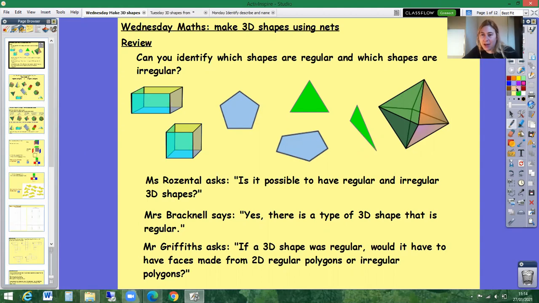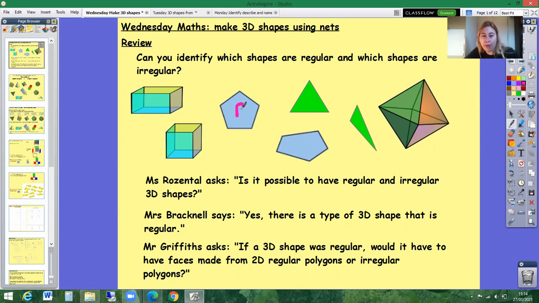Okay, so hopefully you've remembered regular and irregular shapes from last week. I think it was last Thursday we did regular and irregular shapes. We're thinking about the 2D shapes, two-dimensional shapes, and a regular 2D shape is one that has sides and angles that are all the same. So if I'm looking at these shapes, I'll look at the 2D ones first. I can see that this is a pentagon that's made up of the same length sides, and so the internal angles would be the same as well.